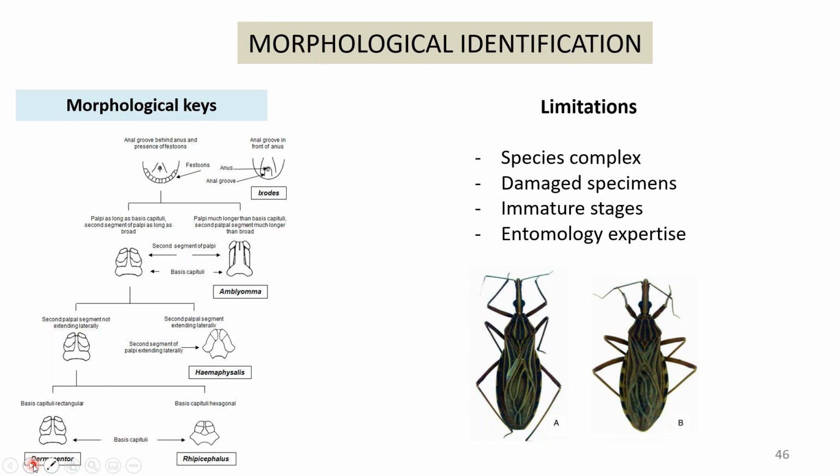Those are two very different triatomines that are competent for the transmission of a parasite called Trypanosoma cruzi, and one of them, Rhodnius prolixus, is actually one of the main vectors, while the other, Rhodnius robustus, is not so important in the transmission, or its vector competence is much lower. So it's really important to know what you are dealing with.